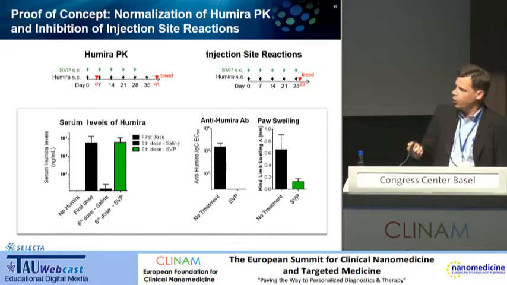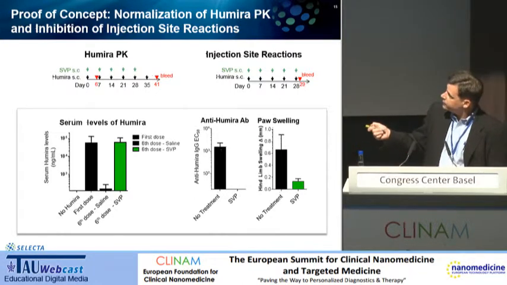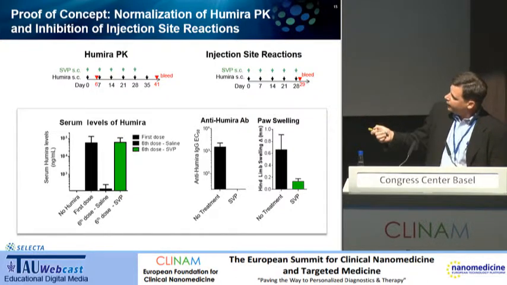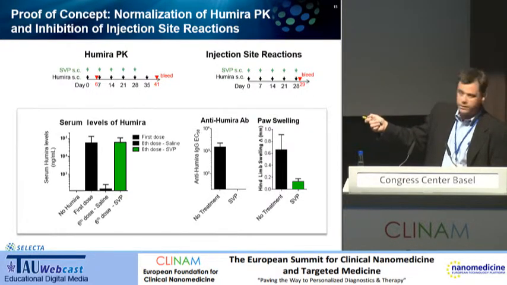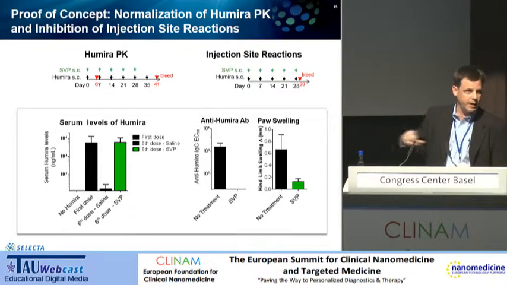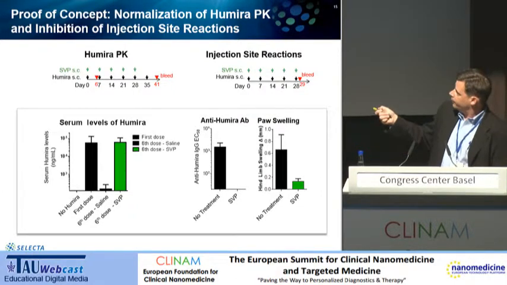And what's happening is we're really normalizing the PK. Again, we're giving SVP, and the Humira is given sub-Q. This is all sub-Q data. If you give the first dose of Humira, you get this level of Humira in the circulating blood. After the 6th dose of just Humira without SVP, you basically have no Humira in the blood. Why? You have high levels of antibodies, and it's clearing the drug. But with SVP, on the 6th dose, it looks just like the first dose because you haven't made any antibodies to it, as you see here.